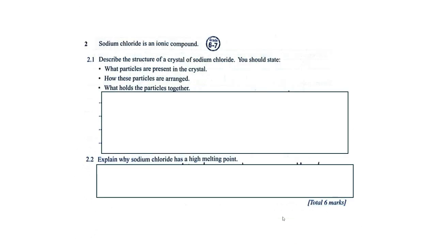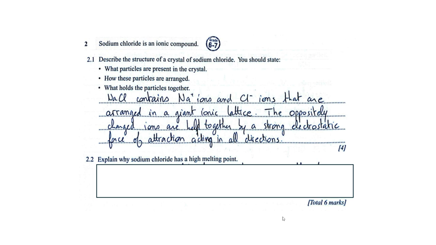Next, sodium chloride is an ionic compound. Describe the structure of a crystal of sodium chloride. So, NaCl contains Na+ ions and Cl- ions that are arranged in a giant ionic lattice. The oppositely charged ions are held together by a strong electrostatic force of attraction acting in all directions. This is what you need to say to get 4 marks. Don't forget the name of the structure, giant ionic lattice. Don't forget to say that the oppositely charged ions attract each other and act in all directions.